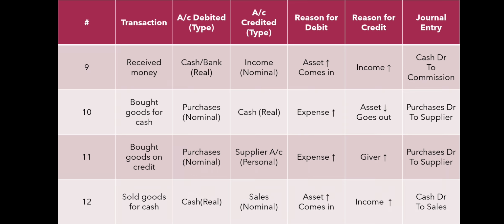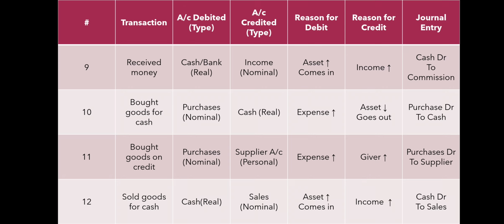Just a second, there's some mistake, I'll return back. Okay, so that was a typing error that I had done, sorry. So my purchases will be a nominal account. Okay, and it's an expense, therefore it will be debited. And with what I purchased the goods, I purchased the goods with the help of cash. Cash is a real account, is going out of the business, so it will be credited. Okay, so my journal entry will be purchase account debit to cash account.